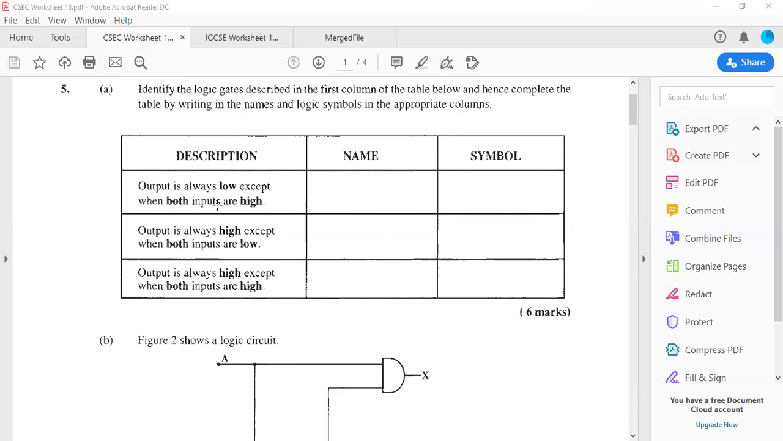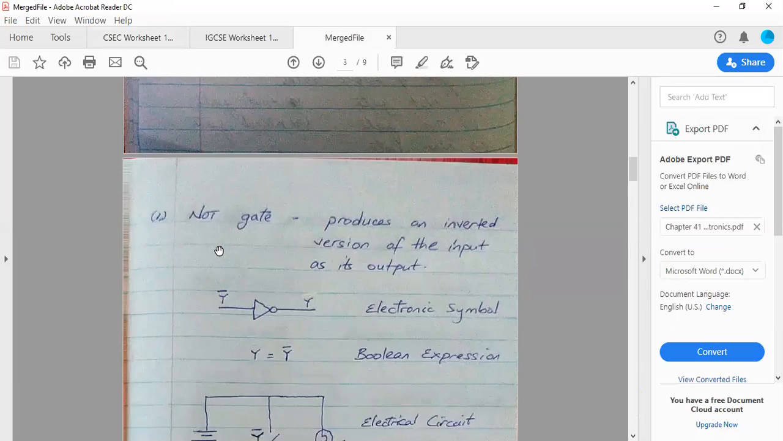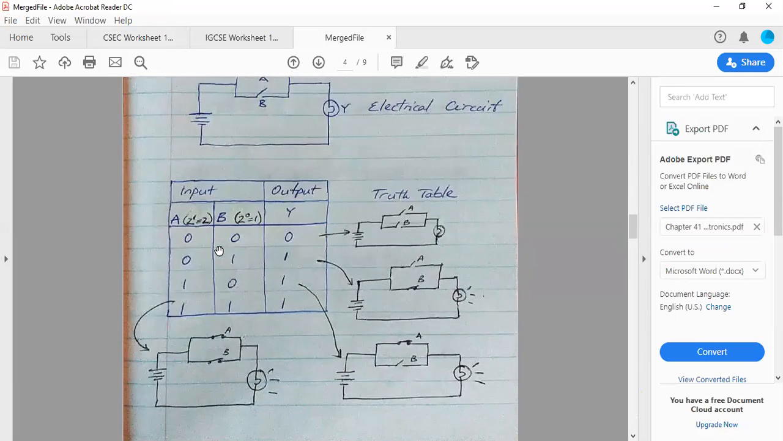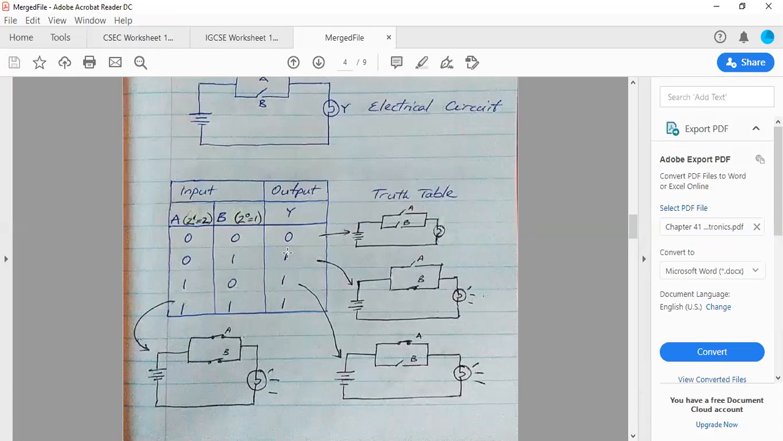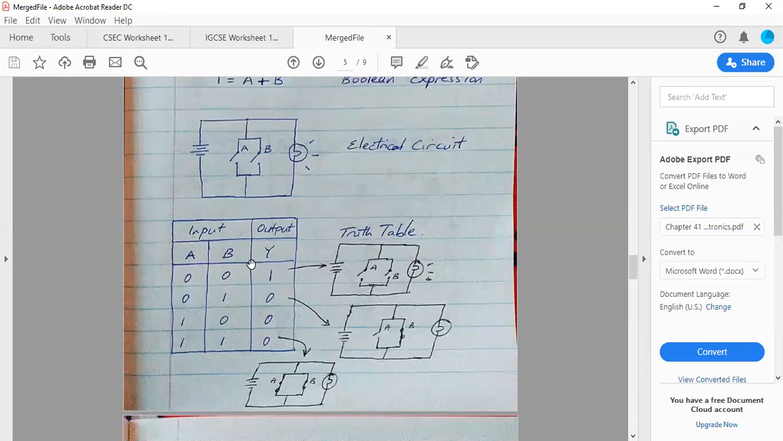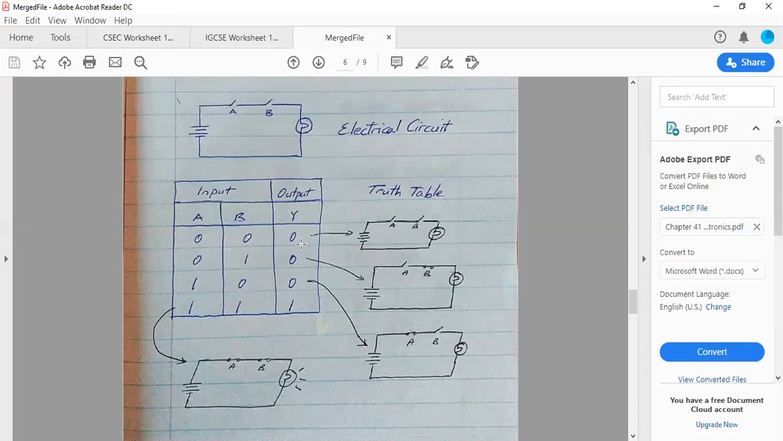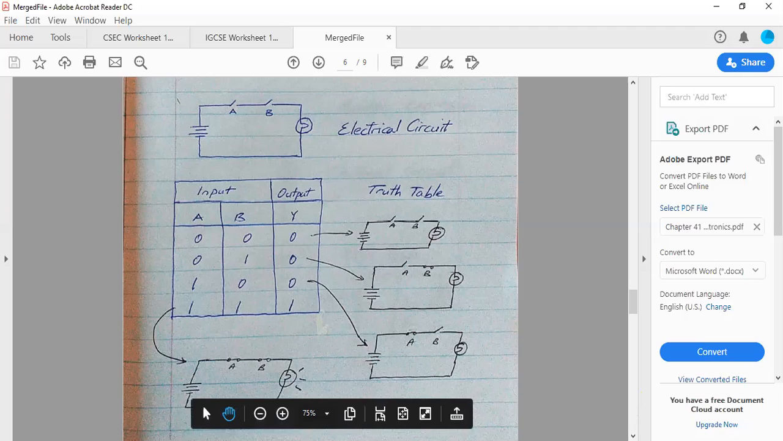So we are saying the output is always low except when both inputs are high. Let me scroll through here. Starting with the OR gate: the output is high when both inputs are high, but the question asked for the output to be low except when both inputs are high. Here all the other times it is still high, so we cannot use that, and the same thing with the NOR gate. We go to the AND gate now. Let's go back to the question.